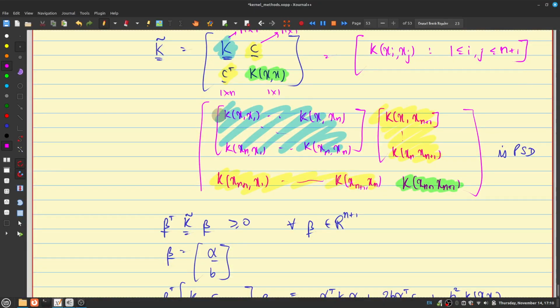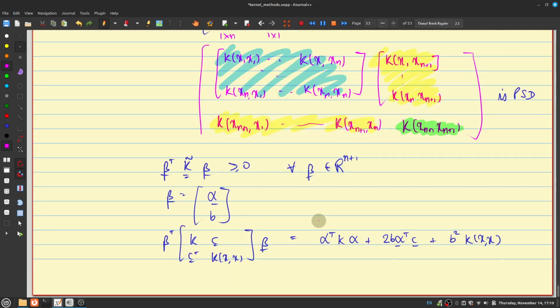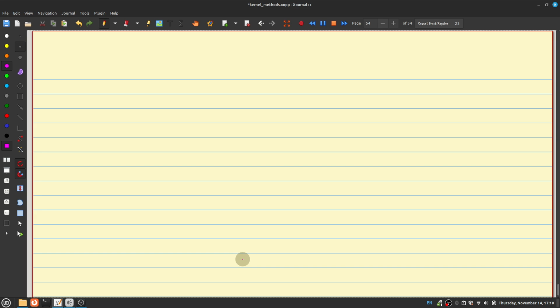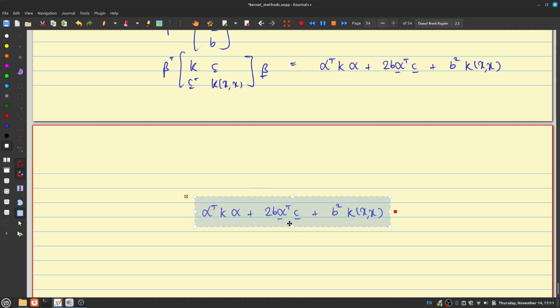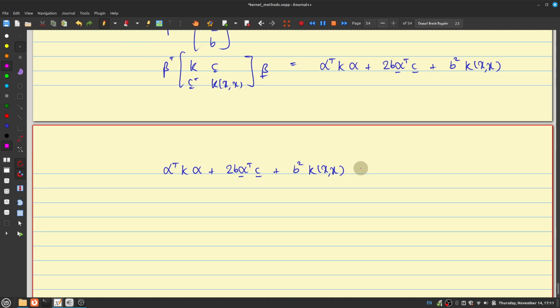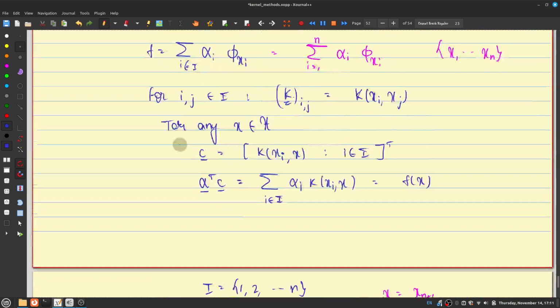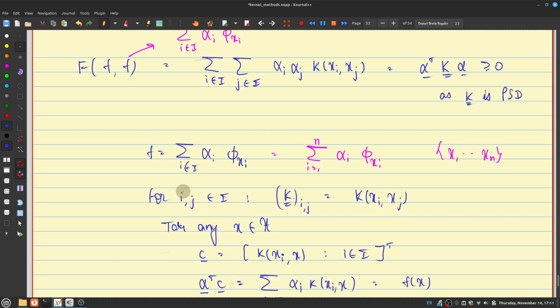Okay, so I have this x1 through xn. I'm picking another element not in this particular set, call it x, and I have this bigger Gram matrix, and I'm just considering beta transpose this bigger Gram matrix times beta. Since the bigger Gram matrix is PSD, this has to be greater than or equal to 0 for all b. Now let us suppose that the inner product of F with itself was equal to 0. Or in other words, capital F of F comma F is equal to 0.